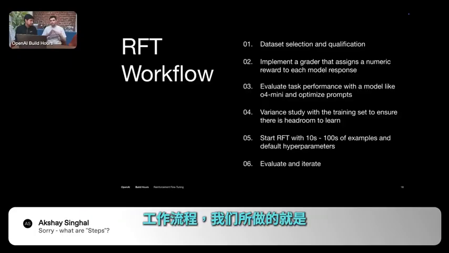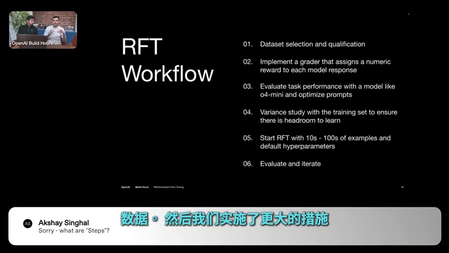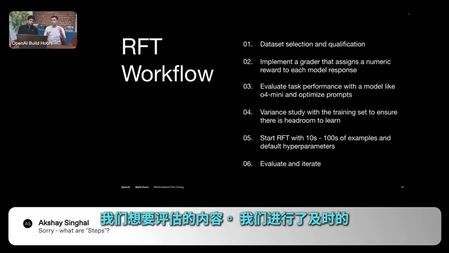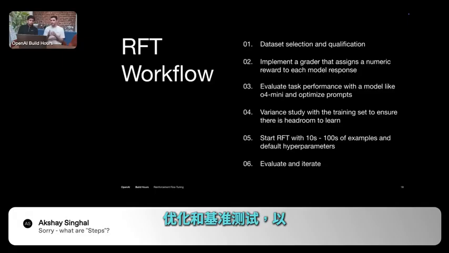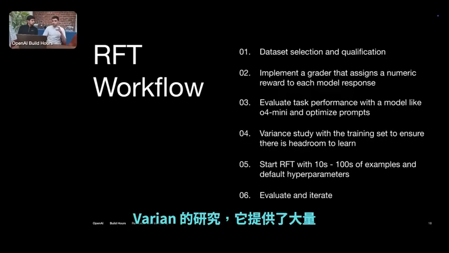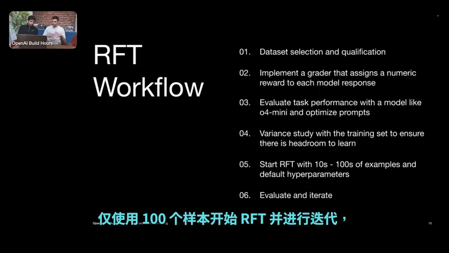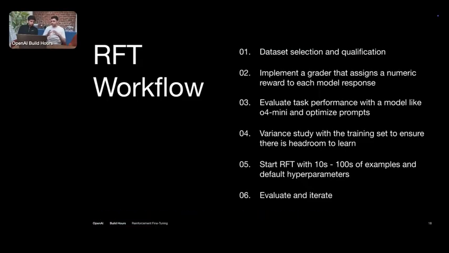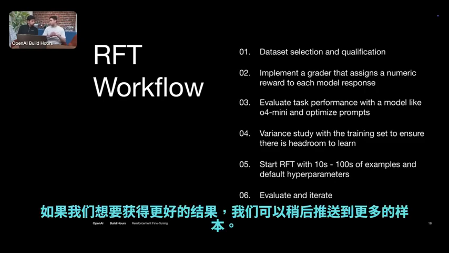So for the RFT workflow, we looked at the data set, did the selection and qualification, and really made sure we have accurate and good data. Then we implemented a grader to make sure that we're evaluating what we want to evaluate. We did prompt optimization and benchmarking to make sure that we weren't using fine-tuning where we don't need it. Then we looked at the variance study, which provides a lot of information on whether there is headroom for us to learn. Then we started an RFT with just 100 samples and iterated. We can later push to even more samples if we want to get even better results.